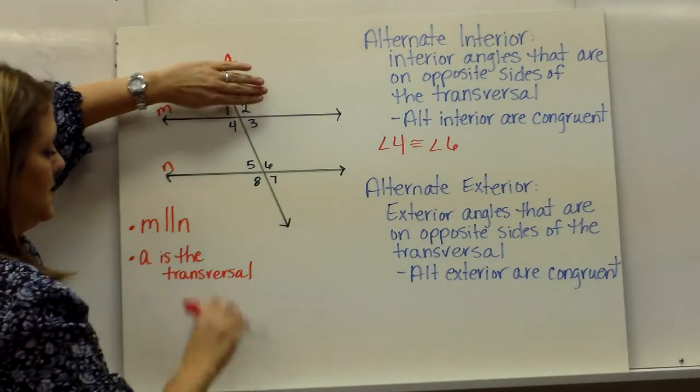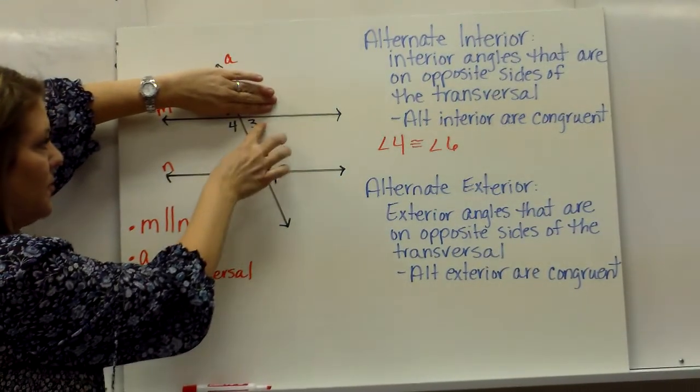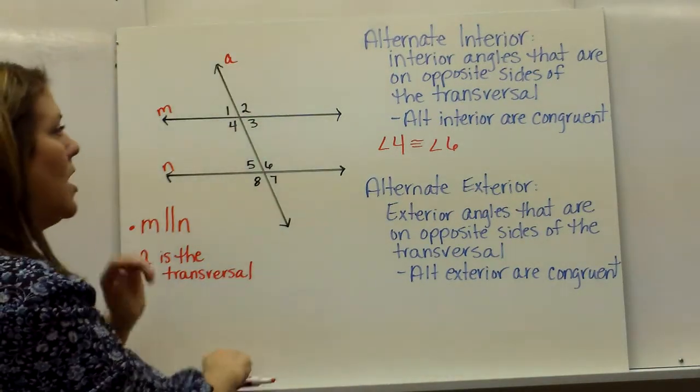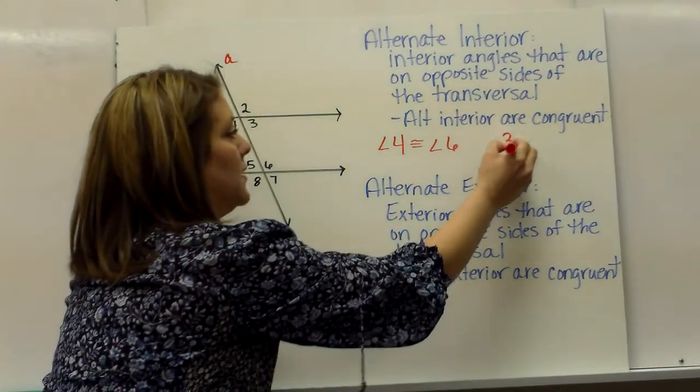Still looking at those interior angles, we can now look at 3 and 5. 3 and 5 are on opposite sides of that transversal. So they are also alternate interiors. They are going to be congruent.